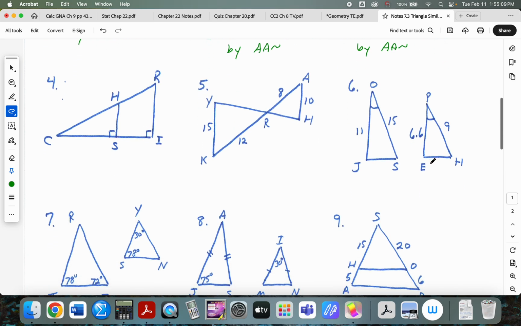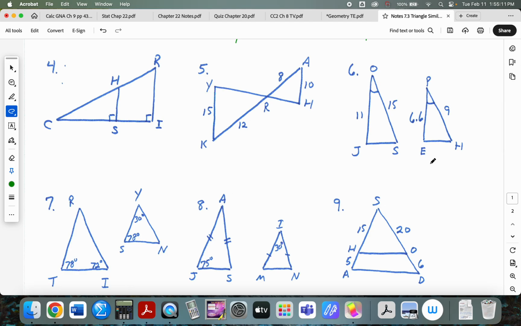All right, let's take a look at this one. These two triangles overlap one another, so I am going to take them apart. Peter, you okay? So I know the two right angles are congruent.